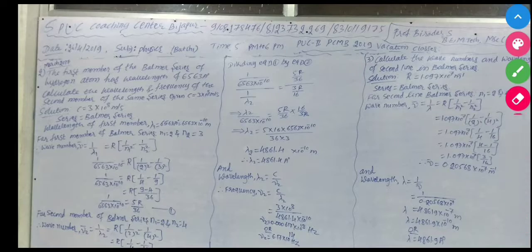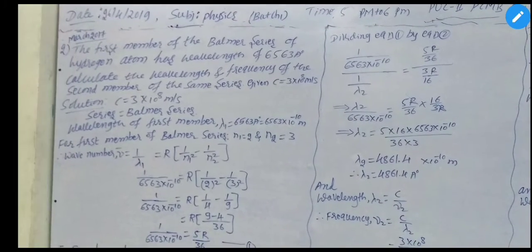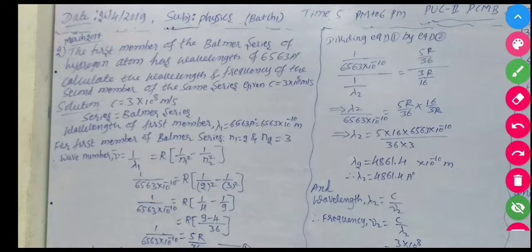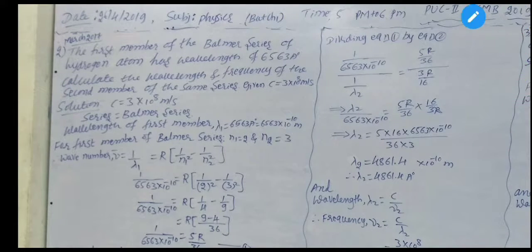First member he has given for the Balmer series, but he has asked to find out the second member. Let us proceed concerned to that. See the data given here: the C value is 3 into 10 raised to 8 meter per second. Then the series he has mentioned in the problem is the Balmer series.